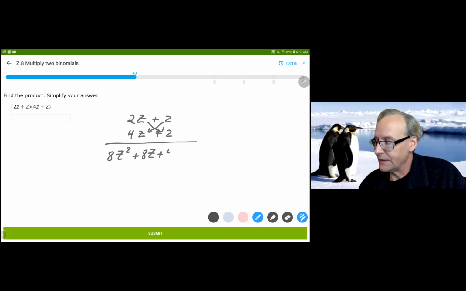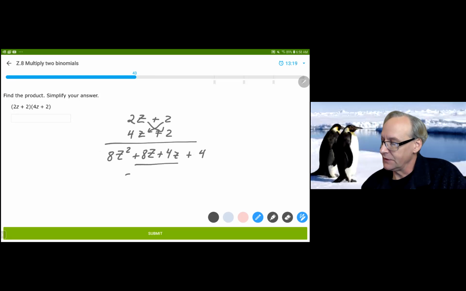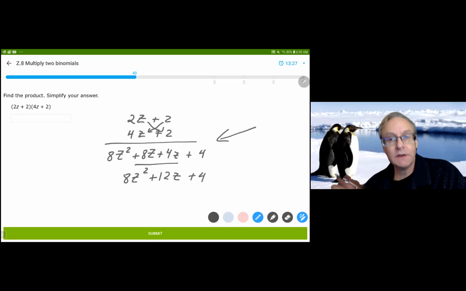Now I'm actually going to write them this time, but what I want you to notice is that it's pretty easy to put those together in your head. 8 and 4 makes 12z, doesn't it? And the last is the plus 4, the 2 times the 2. So this is going to be 8z squared plus 12z plus 4. I promise you are going to love this method for taking them apart. And I promise it's going to be so much easier in the long run.